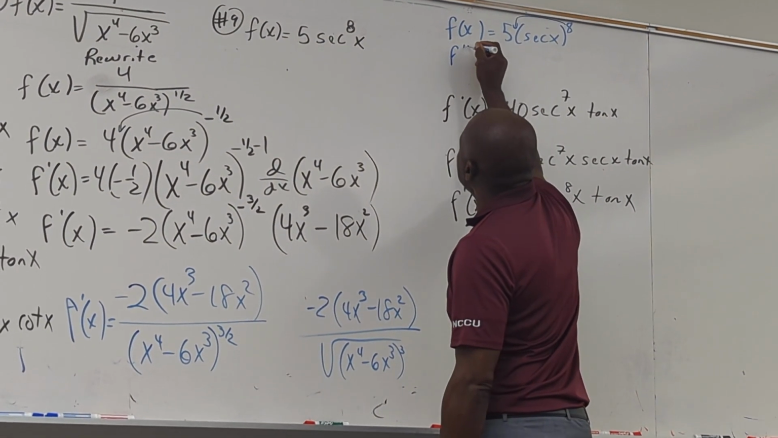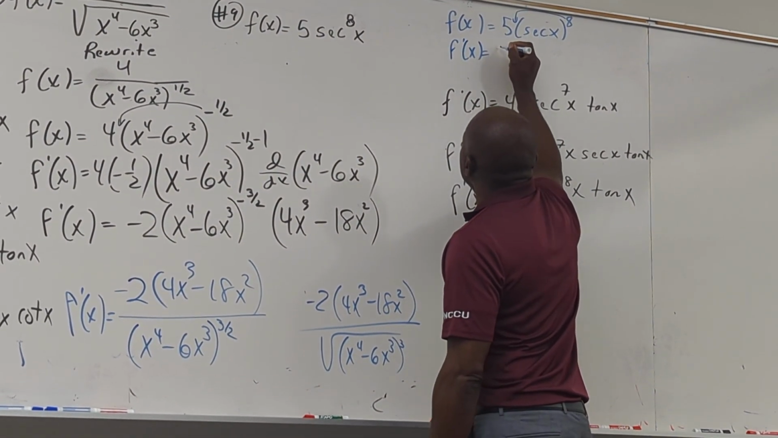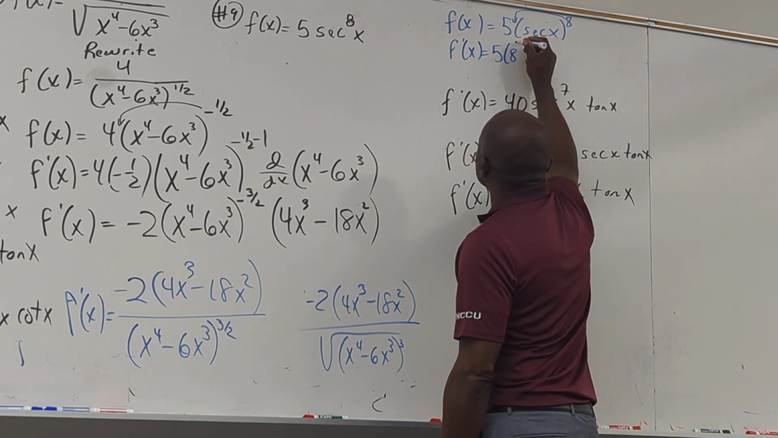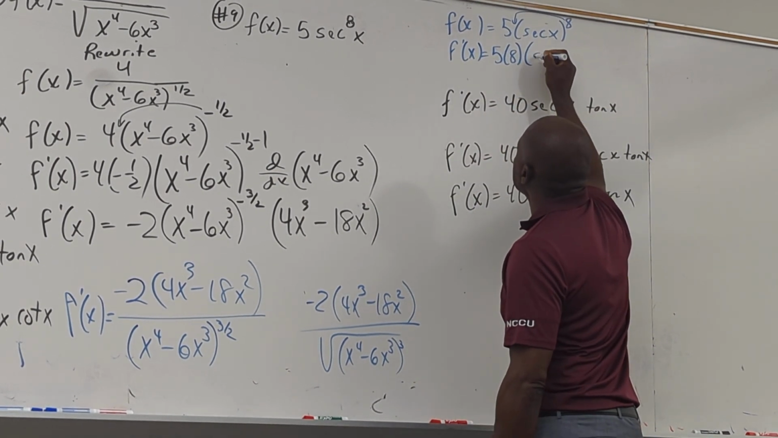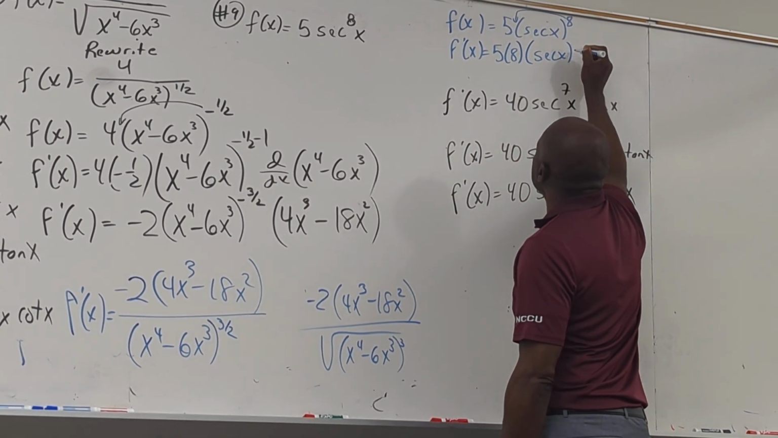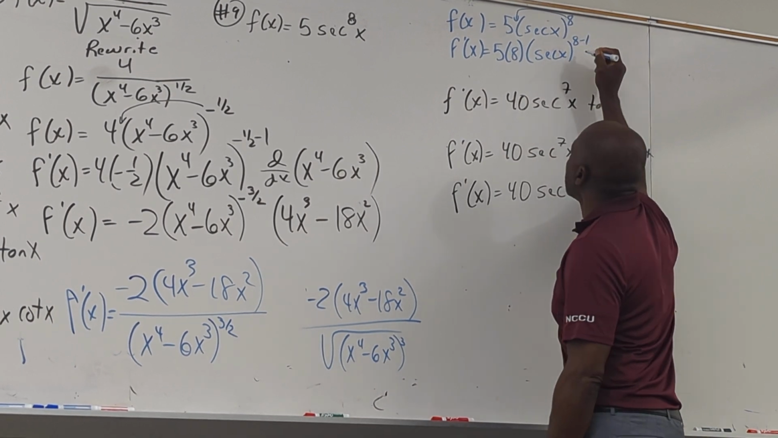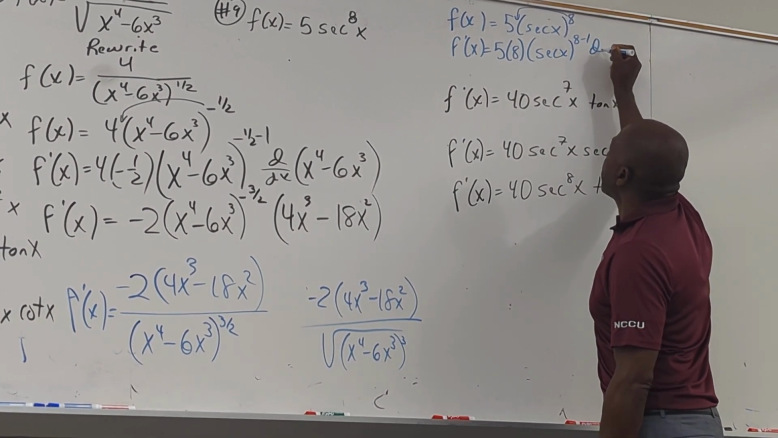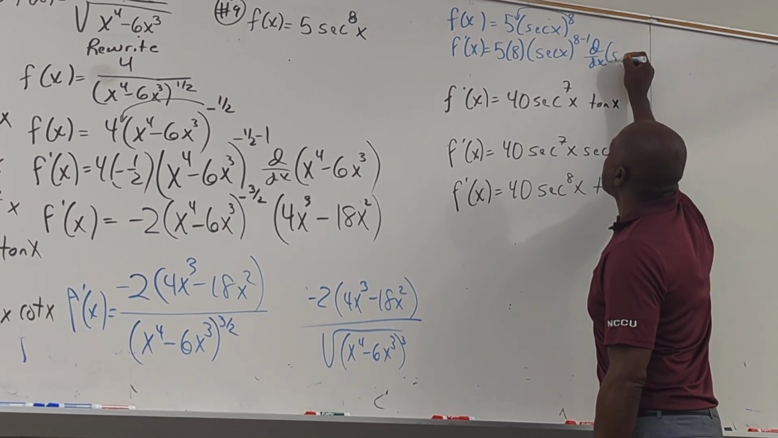So that means that f prime of x is 5 times the 8. And that's the secant of x raised to the 8 minus 1. Just have to multiply it by the derivative of secant x.